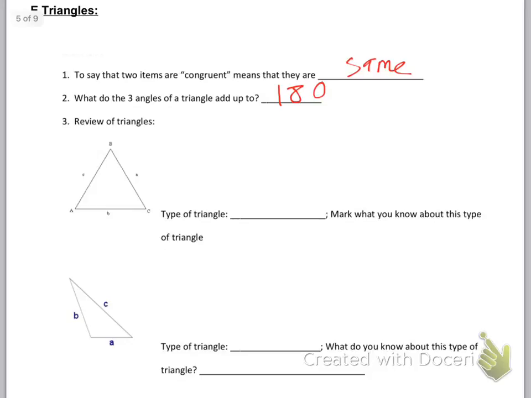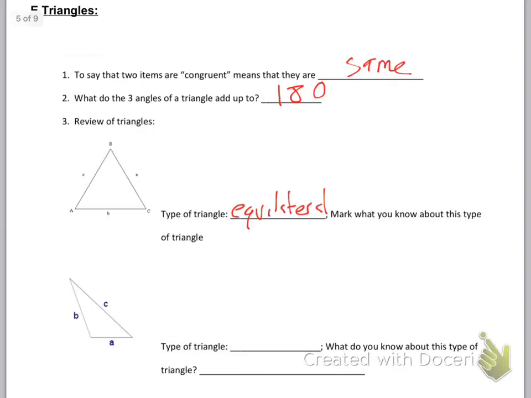It looks like everything's the same. What kind of triangle is that? Equilateral. I don't know, does equilateral have an I in there? I think it's equilateral. Okay, so it's an equilateral triangle. So let's put our tick marks on here to demonstrate what's the same and what's not the same.